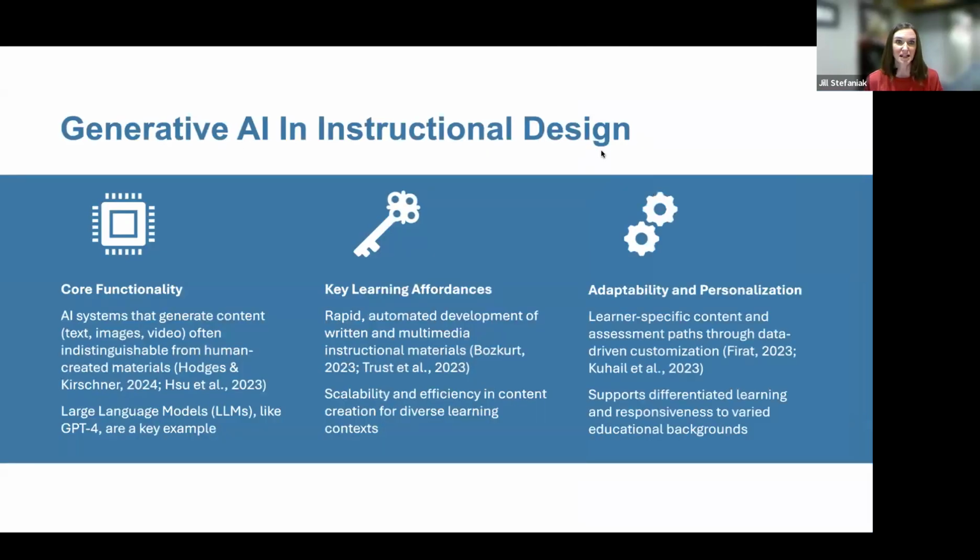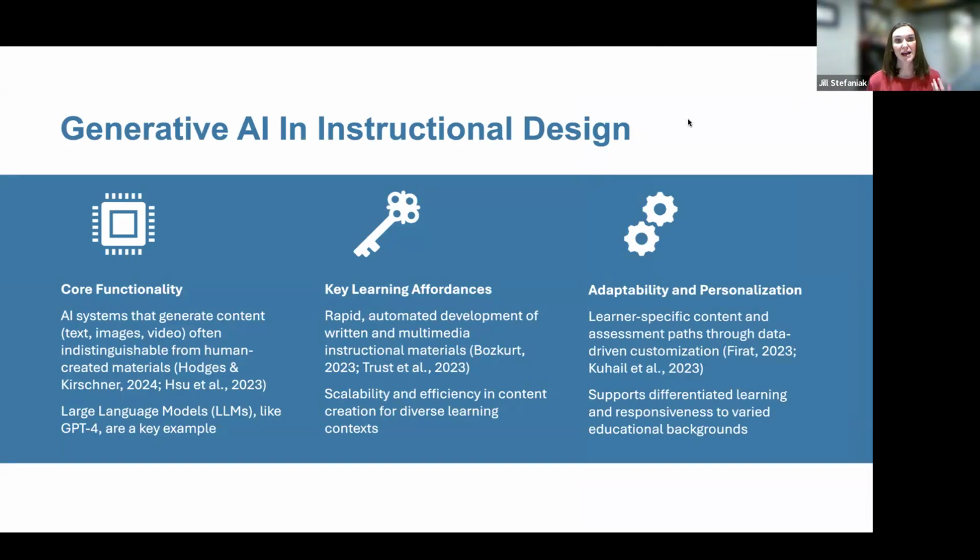Next slide. Thank you. And so when we look at what this is looking like in instructional design, obviously we're seeing a lot of core functionality. And I feel like anytime I talk to someone, there's a new tool or a new app out there. The rate at which AI has been increasing seems to be exponential. So again, as a field, we're having a lot of difficulty keeping up because there's always something else coming on.